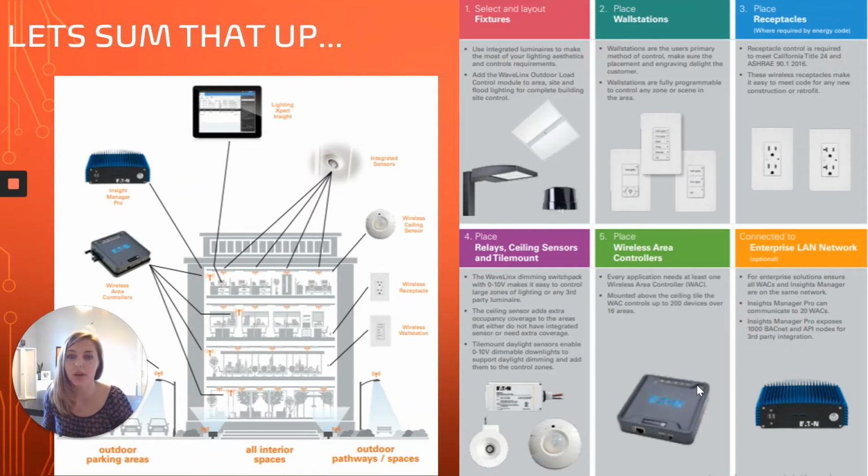Going counterclockwise, you can see the integrated sensors. Those are fixtures that have the sensors built right in. And the wireless ceiling sensors are for fixtures that do not have them. Of course, the wireless receptacles and the wireless wall stations. Wireless just means that they are wirelessly speaking to fixtures. So yes, you do need to run power to them.